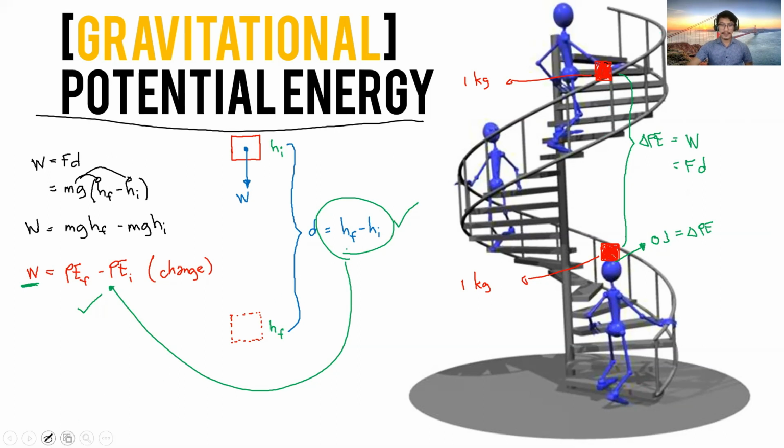Questions wala? Okay, so take note of the equations. We have 2 equations so far. Potential energy is mgh, and kinetic energy is 1/2 mv squared.